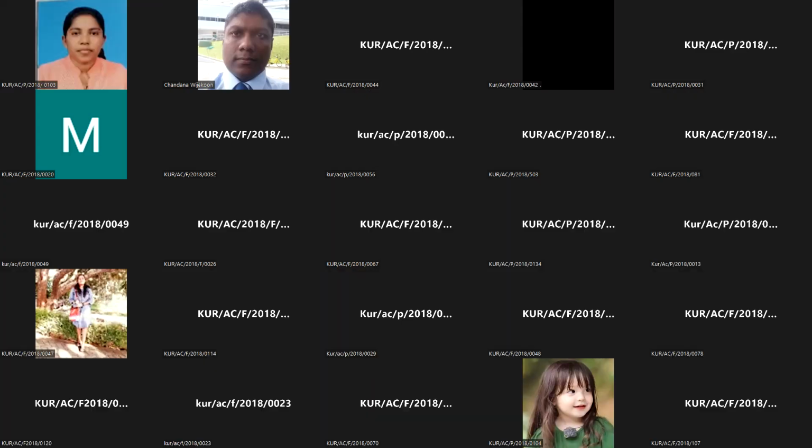Right, go to the chat box and find the activity links there. Then I will send the join code. Once I give the join code, put it in the required place and click the join button, right? Then you can do the activity.